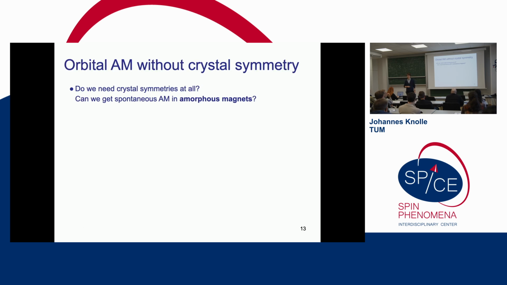And since we have worked on amorphous magnets, we were thinking, you know, the whole discussion of altermagnetism is about crystal symmetries. And we've seen a lot of this. But then the question was, do we need crystal symmetries at all? Or, we had worked on amorphous magnets. The question is, can we, for example, have something like this in an amorphous magnet?